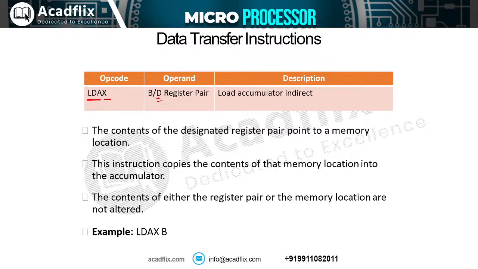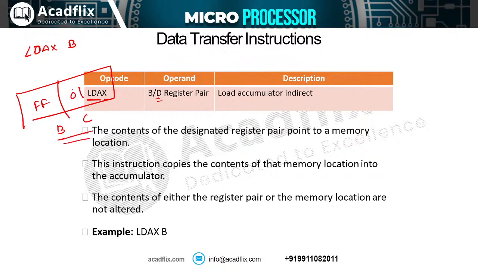Load accumulator indirect means that you have the instruction LDAX B. This means that we have a register pair BC, and in this register pair we have some address, let us say FF01. In the memory, first we will go to the register pair BC. We will take the 16-bit address from the register pair, and then we will go to the memory at this address. We will take the data from that address and that data will be moved to the accumulator. So this is load indirect.